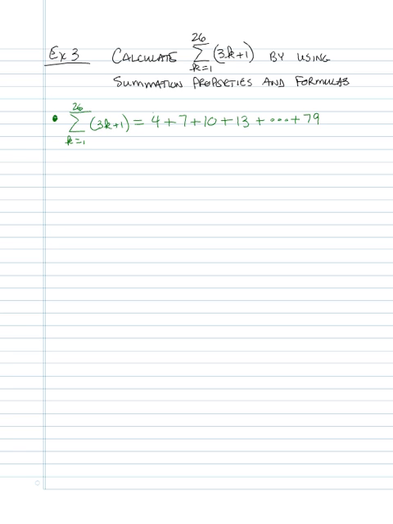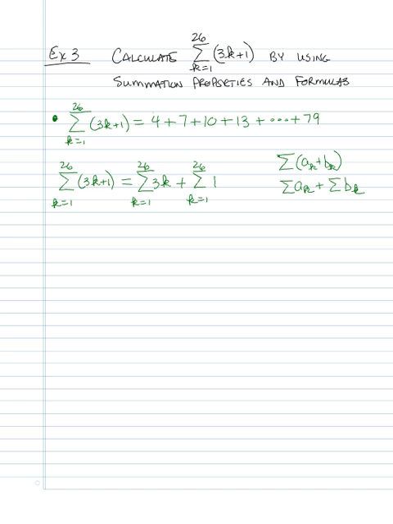So let's start out by looking at the sum from k equal 1 to 26 of 3k plus 1. And what I'm noticing right away is the sum is of things being added together. And we had a property that said if you have a sum of things being added together, you can actually break that into two summations. We can break that into the sum of the first one plus the sum of the second one. And so we can break this into a sum from k equal 1 to 26 of the 3k plus a sum from k equal 1 to 26 of the other part, which is just a 1.